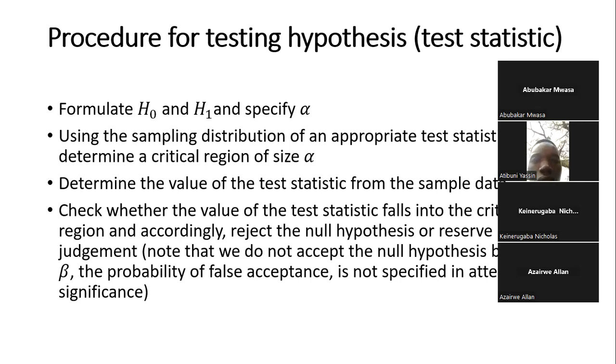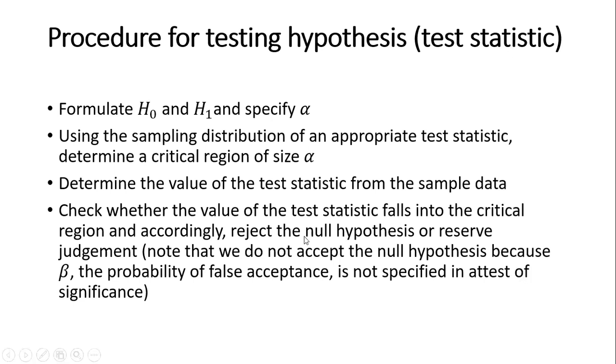Then we talked about how after you determine the test statistic, of course, you need to compare it with the t-value from the table, or from the chi-square table, or from the normal table, for it to either reject or take the null hypothesis. So you check whether the value of the test statistic falls in the critical region accordingly and reject the null hypothesis or reserve not to reject it.